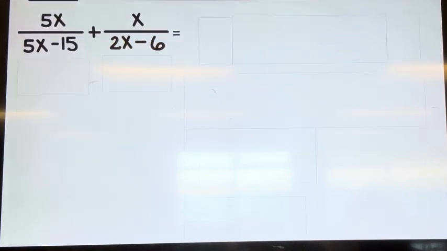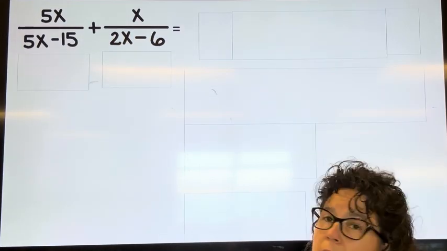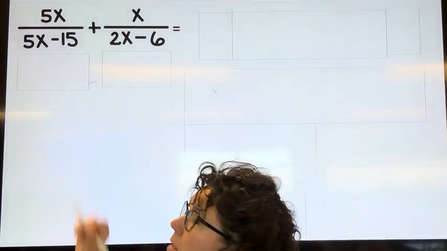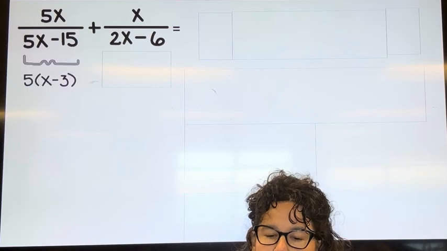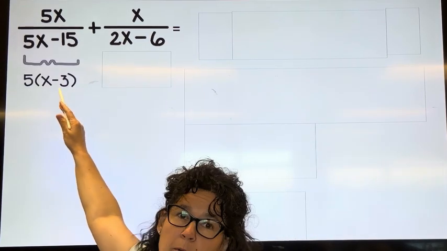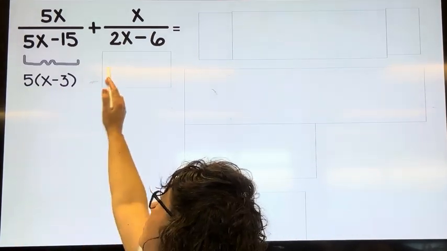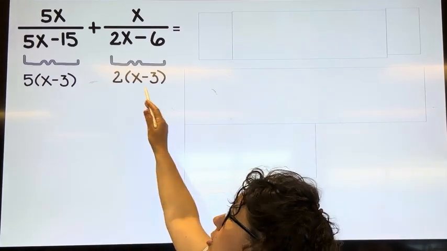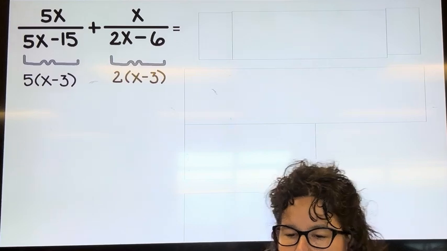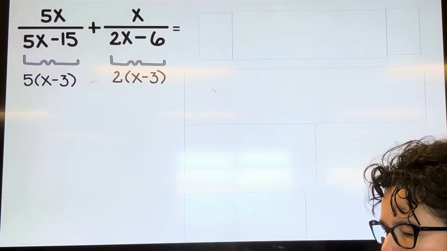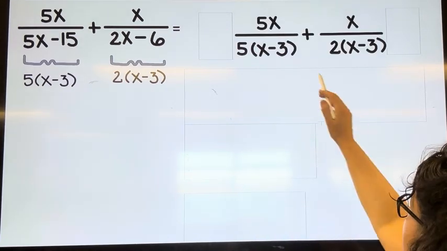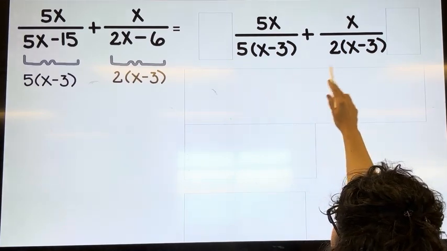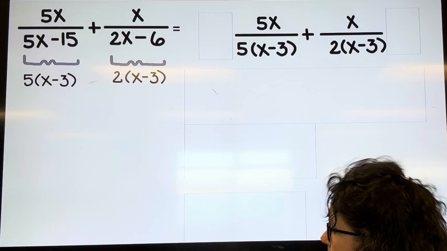Okay, so for this one, once again, we've got to figure out what the denominators are made out of. So I want to factor those. 5x minus 15, I can take a 5 out, leaving me with x minus 3. The 2 and the 6, I can take a 2 out. So that leaves me 2 times x minus 3. So I'm going to rewrite the problem with the 5x over the factored 5 times x minus 3 plus x over 2 times x minus 3.